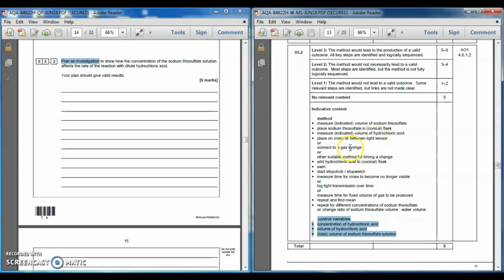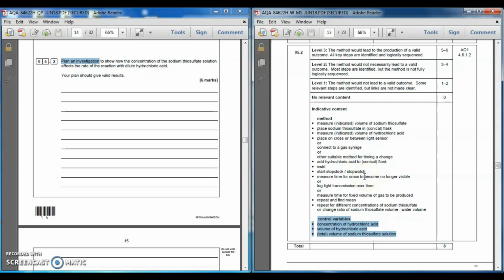Some way of measuring the end result, so it could be a black cross, it could be a light sensor. Some enterprising people also came up with using a gas syringe. Aren't you clever? Very nice. Give it a nice little swirl so that you can allow the reactants to mix. It'd be unfair to swirl once but not swirl all the others. And you're starting the stop clock as soon as the 2 reactants are mixed together.